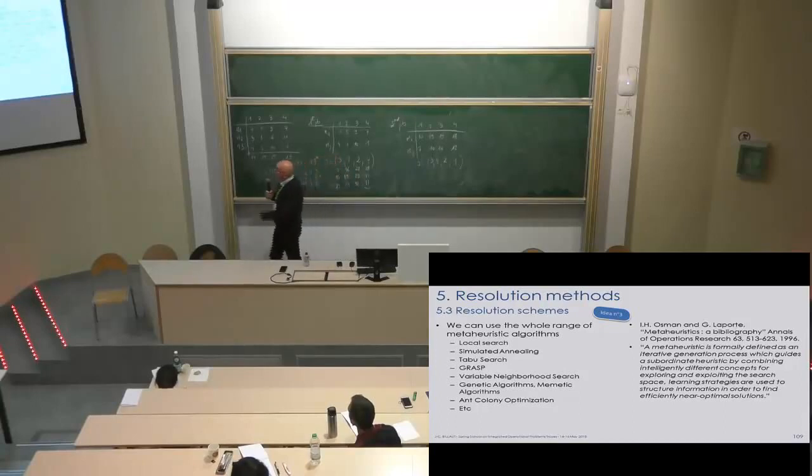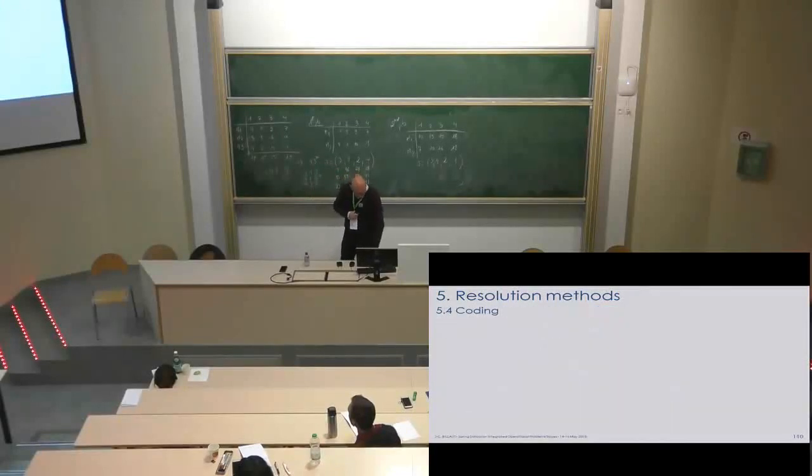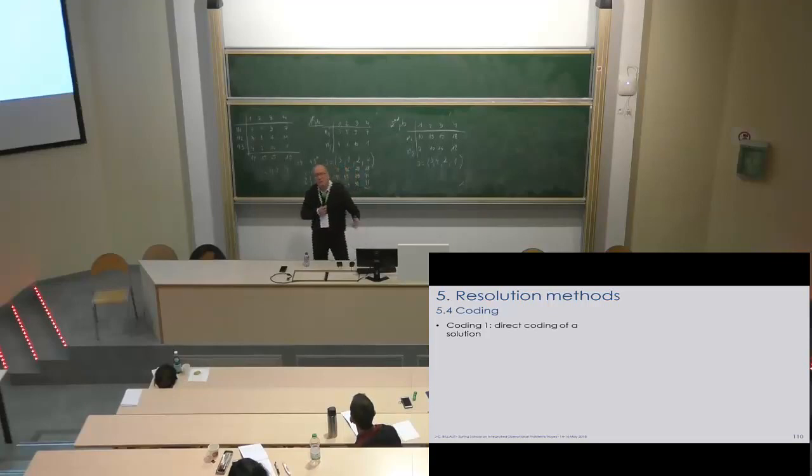Of course, we can use the wide range of metaheuristic algorithms with local search, simulated annealing, tabu search, GRASP, etc. You know these methods, I suppose. Examples of coding: direct coding of a solution. That's the coding that I propose in the Python file that I sent you yesterday.